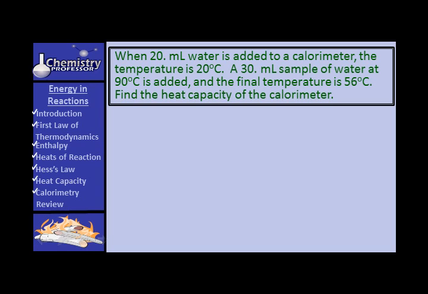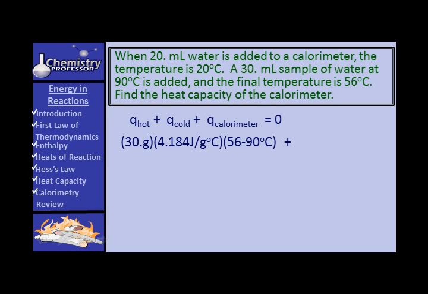So we have to account for that too. So we use this expression: the Q for the hot water plus the Q for the cold water plus the Q for the calorimeter must equal 0. So let's start with the hot water. We take our 30 ml sample, which if we use our 1 gram per ml means it weighs 30 grams, times the specific heat of water, times, now remember, change in temperature is final minus initial. The final temperature is 56, the initial was 90. Okay, so that is the Q for the hot water.